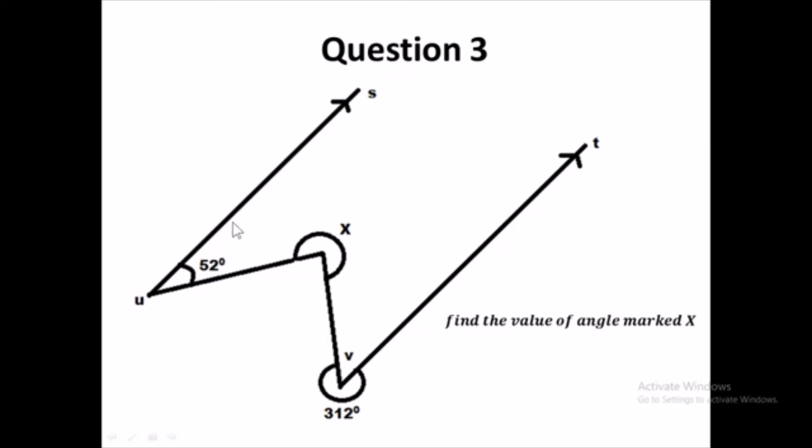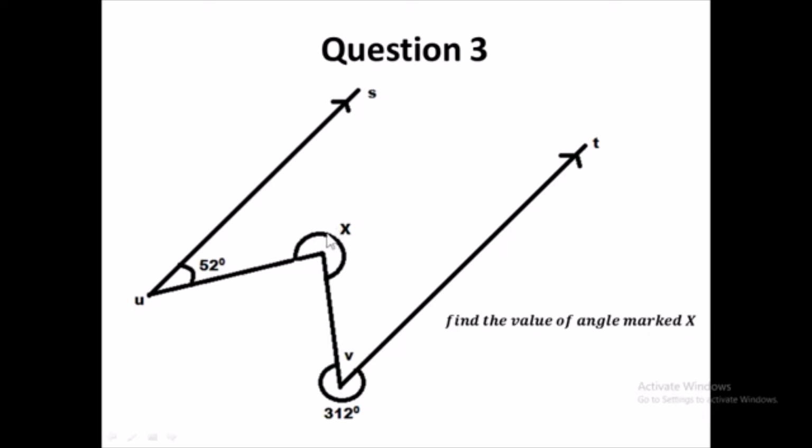If you look at the question, we are having two parallel lines, SU and TV. Why are they parallel lines? Because you can see there is an arrow on this, and there is also an arrow on this one as well. We have to find the value of the angle marked X. That is this angle that is here.